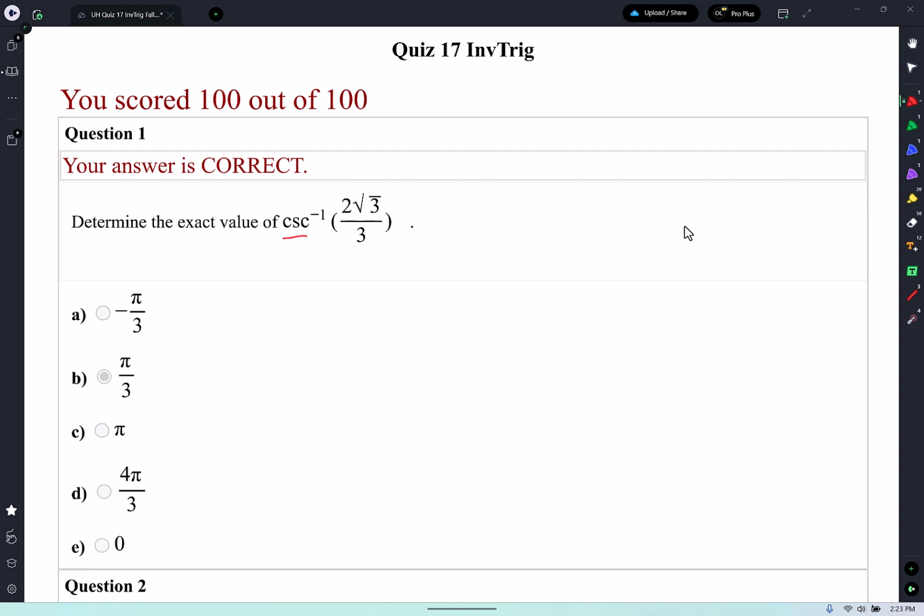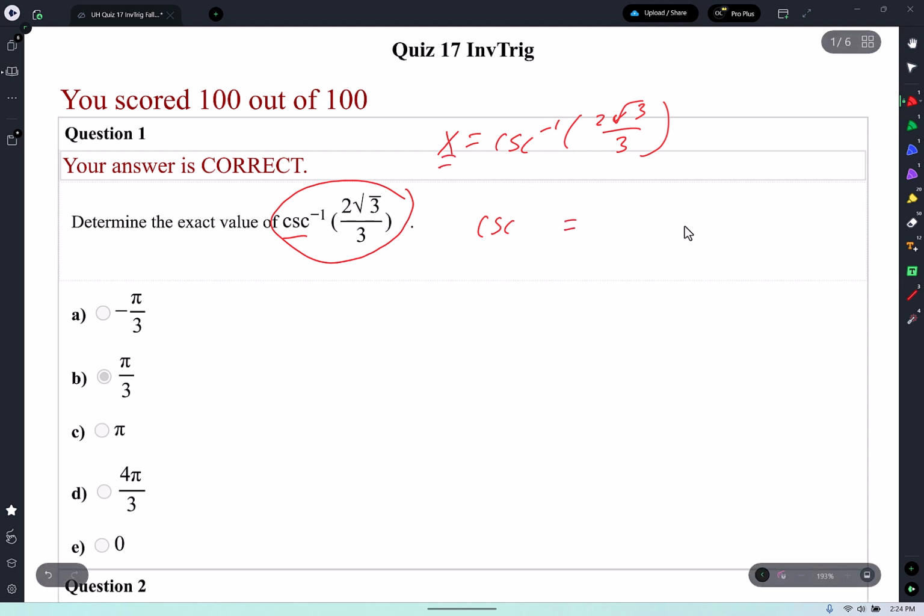How do you do that? Because really, let's start from the beginning. What does it even mean? If I write, let's see, I'm going to set this equal to x. x equals arc cosecant of 2 square root of 3 over 3. What this means is cosecant of some angle, the angle is x in this case because they have an x in there, cosecant of some angle x is equal to 2 square root of 3 over 3. That's what it means.